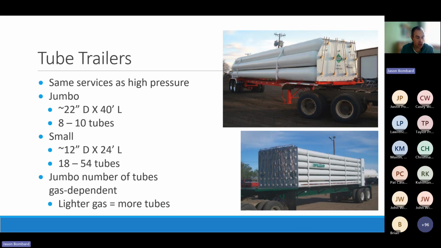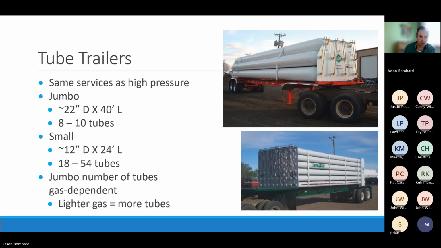Transitioning from cylinders into larger modes of transportation. If you take a bunch of high pressure cylinders and put them on a trailer, you get a tube trailer. Essentially, the tubes are just very large cylinders. They're manufactured very similarly. Services are the same as high pressure cylinders.